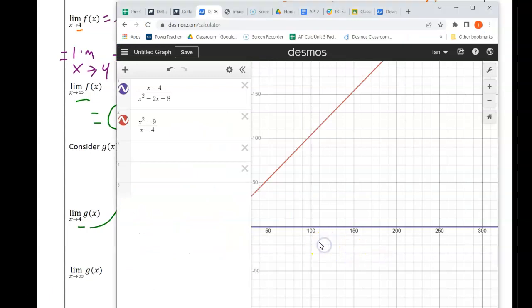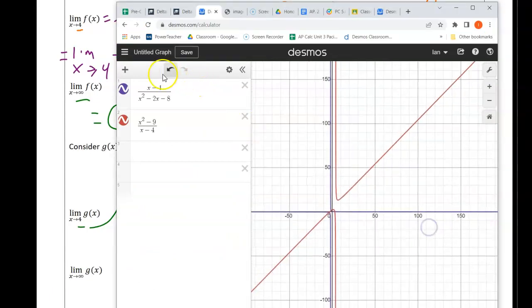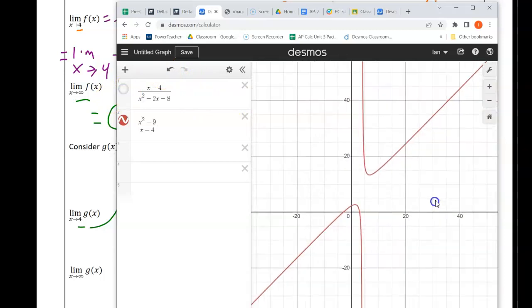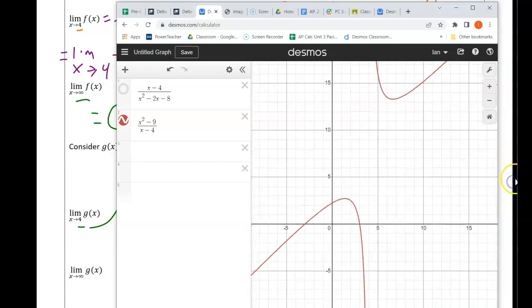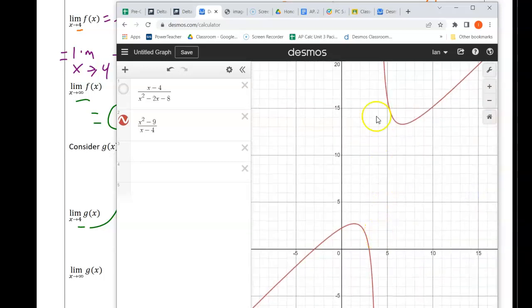And what happened was, let's look at just g, right? We actually have a vertical asymptote right at x equals 4 there, right? So it makes sense that that limit would not exist because as x approaches 4 from the left and right, I get very, very different values for y. So these limits won't exist when we have a vertical asymptote.